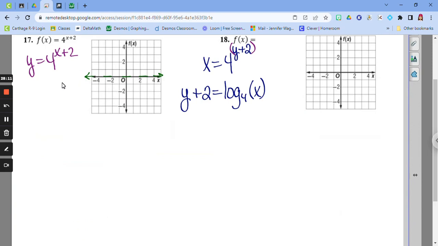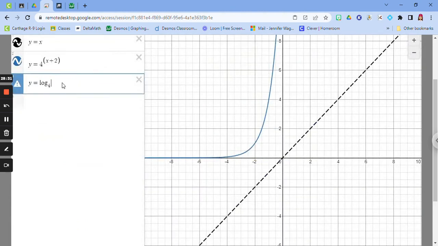Finish solving for y by subtracting 2. So the 2 is subtracted after the x. It's not subtracted with it. And that should give you the graph. And there's your inverse. Domain and range of this one are the same as 13 and 14 because you're approaching 0 on both of them. Okay?